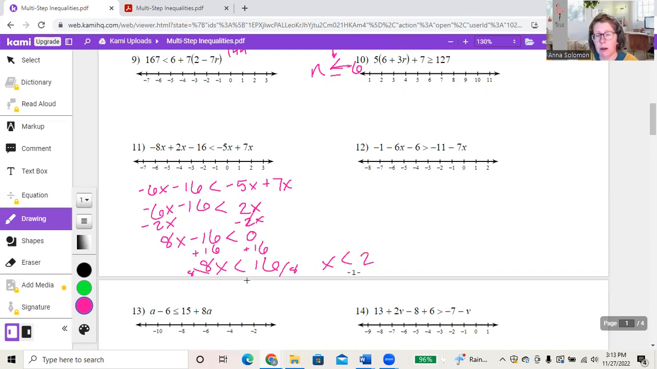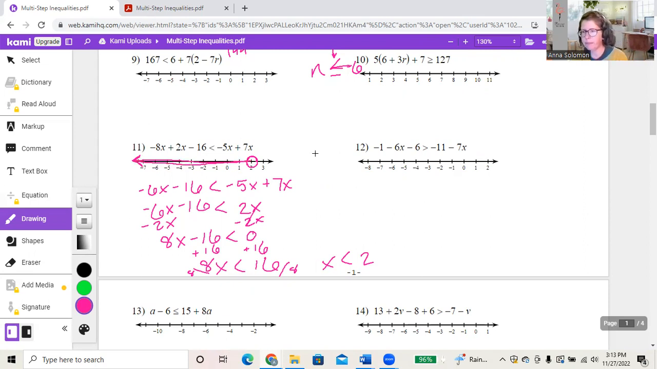And notice this time I was not dividing by a negative number, so I did not need to do anything. I could just leave that inequality sign alone for once. So x is less than 2. So I find the 2. And do I color it in? No, I do not. I'm going to leave it open because it is just a less than. And then I'm going to draw my arrow.